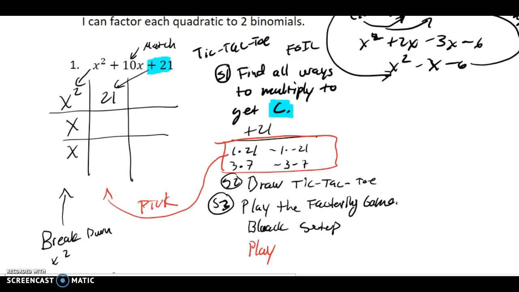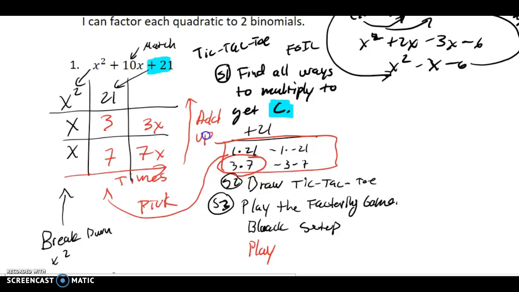Okay, and I'm going to show you what it looks like when we get it right first. So I'm going to pick 3 and 7. All right. So then after this, we're going to times across. So we get x times 7 is 7x, x times 3 is 3x. Then we add up. We get 10x. And that's how you play the game.